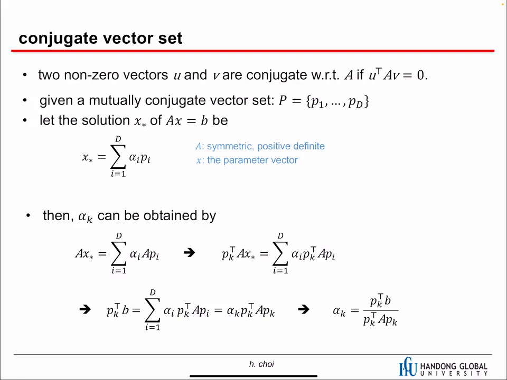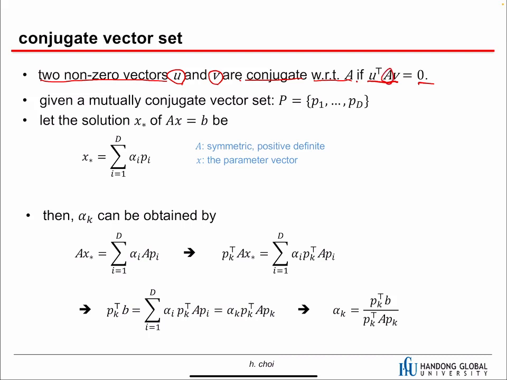Okay, first of all, we have to talk about conjugate vector sets because conjugate gradient is based on conjugate vectors. Two non-zero vectors u and v are conjugate with respect to A if u transpose A times v is 0. So it's like orthogonal, right? But we have A here.